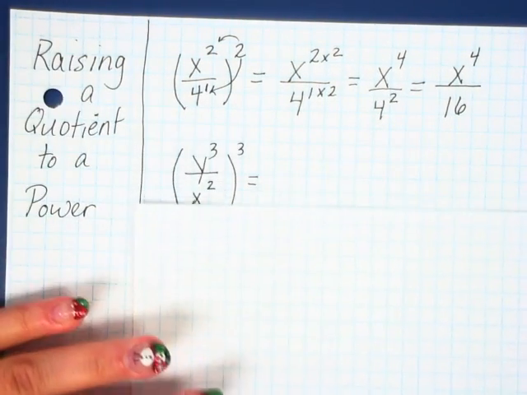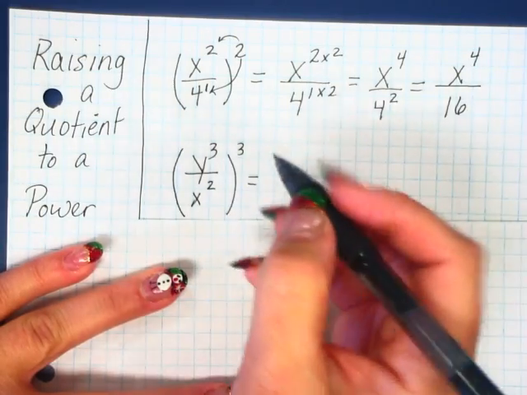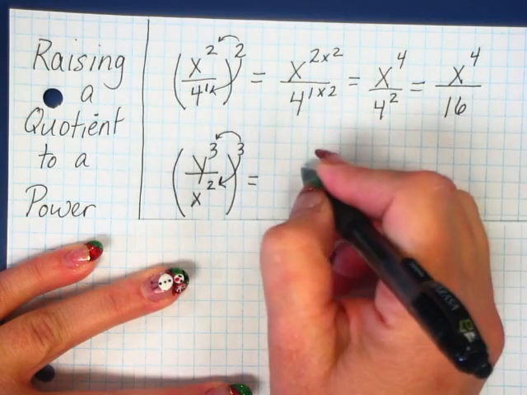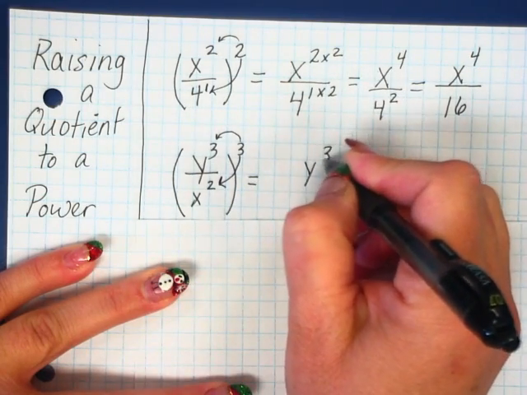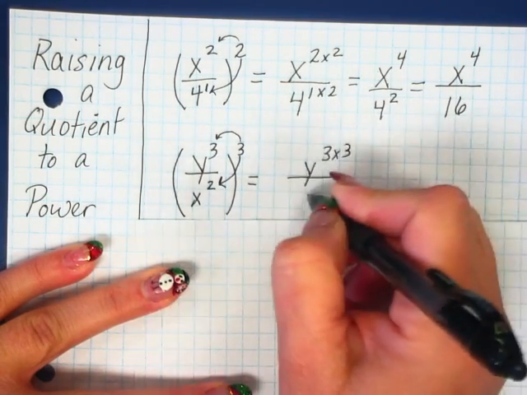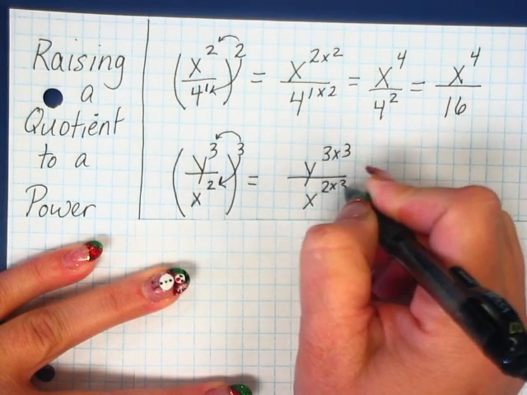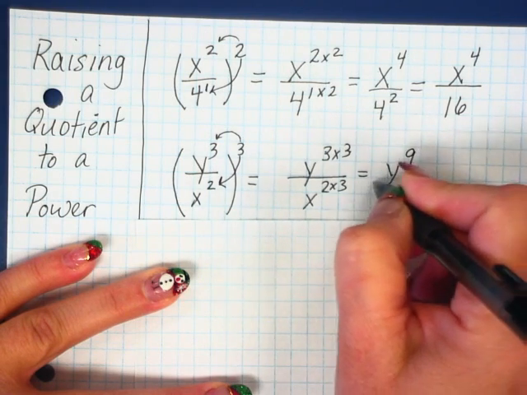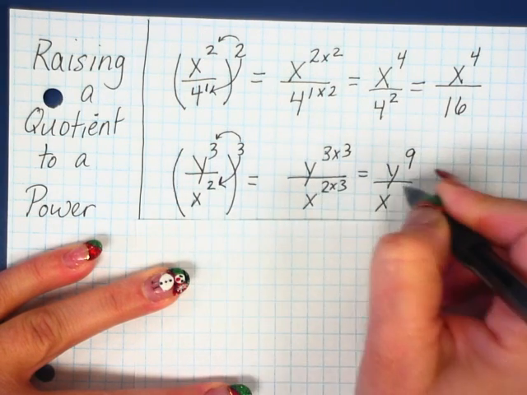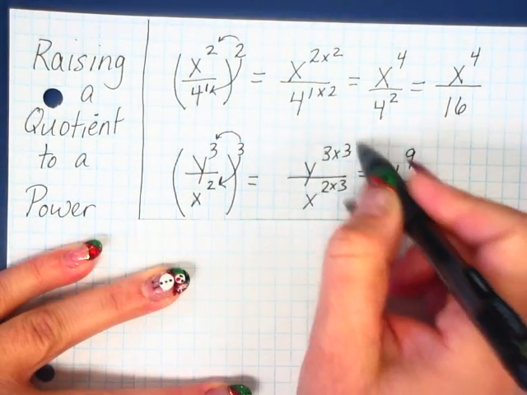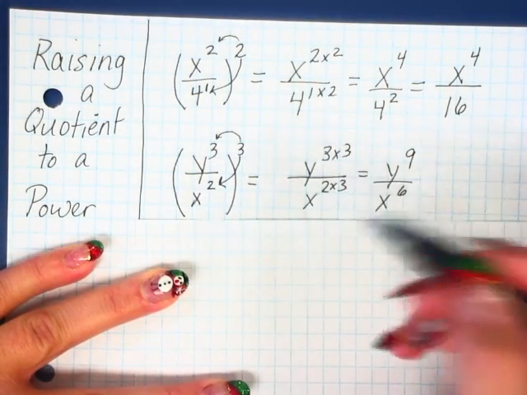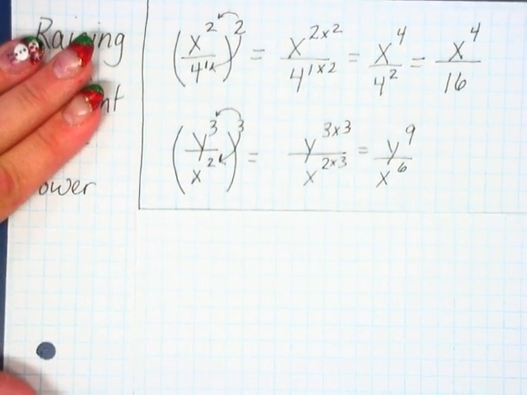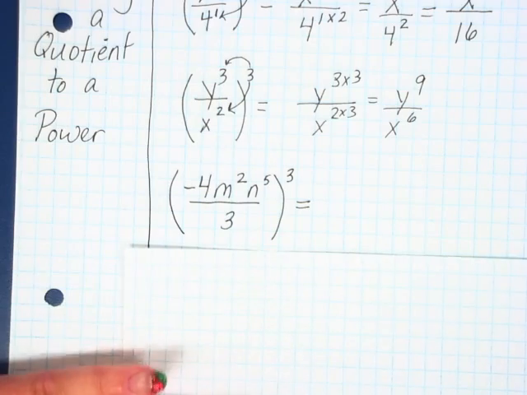Again, distributing that 3 to the top and the bottom. So y to the 3 times 3 power and x to the 2 times 3 power. And 3 times 3 is 9. 2 times 3 is 6. And once again, I want to see this step in your work, even if it seems dumb to you. I see way too many people missing problems because they just accidentally didn't quite do the steps.